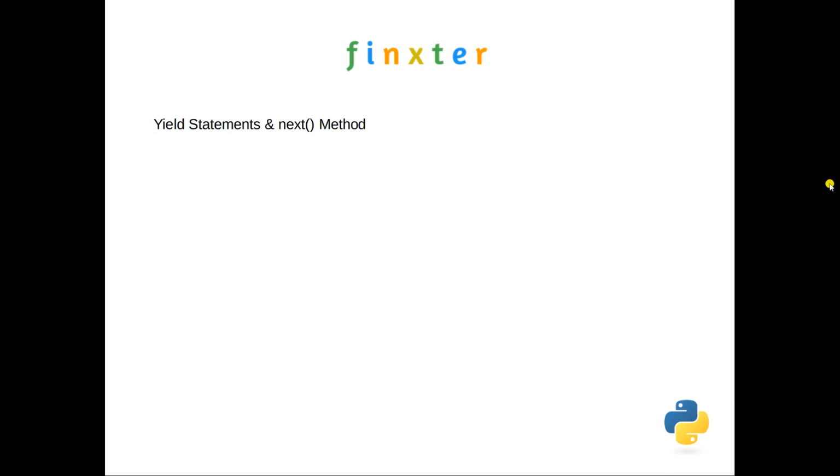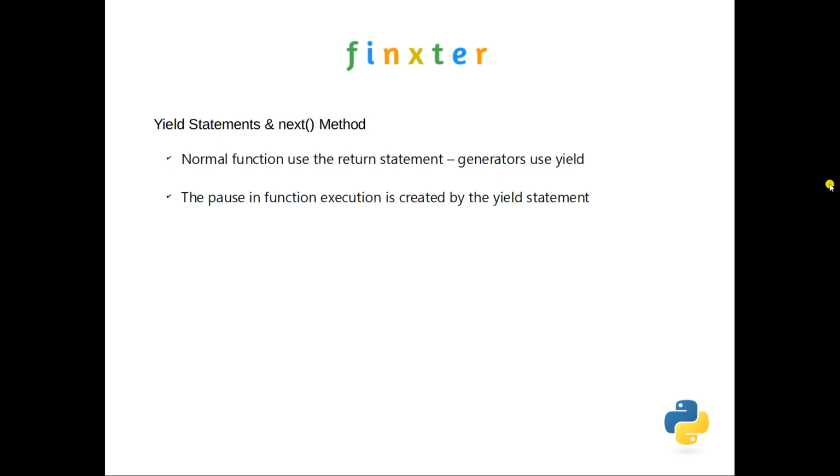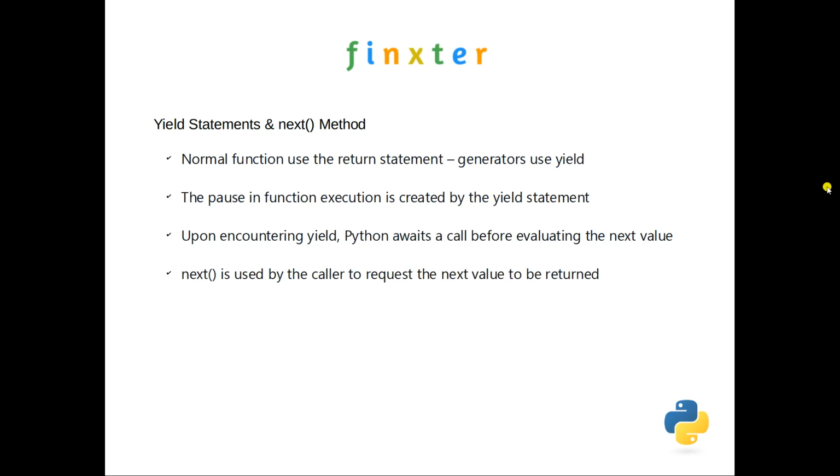So let's discuss how that works. We've got two things, a yield statement and the next method. When you do a normal function, you use the return statement. Generators will use yield. And yield is the thing that causes the pause in the function execution. So upon encountering yield, Python will await a call before evaluating the next value. So it will carry out the evaluation and it will return the first value when it hits yield, and then it will sit and wait. And it will sit and wait until you call it, and to do that you use next.